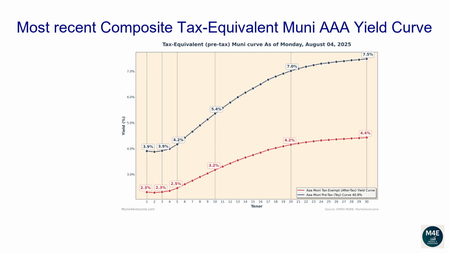The two-year tax-equivalent yield is 3.87%. The five-year tax-equivalent yield is 4.16%. The 10-year tax-equivalent yield is 5.36%. The 20-year tax-equivalent yield is 7.01%. The 30-year tax-equivalent yield is 7.48%.